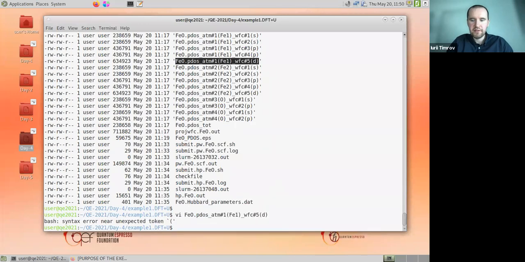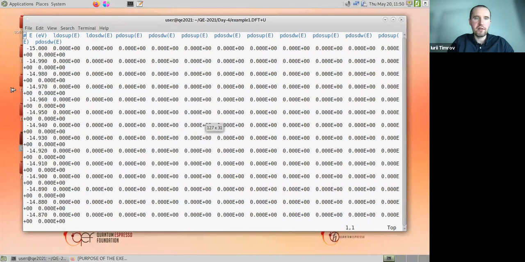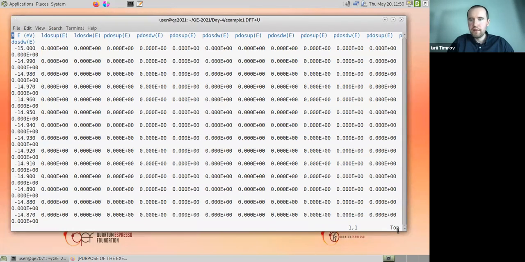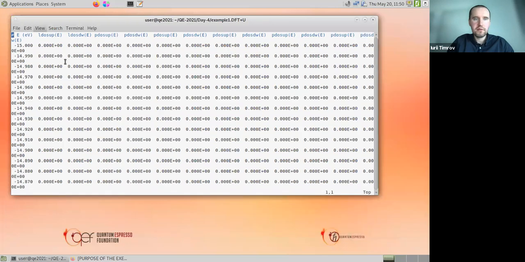Not sure this works. Okay, so 1, and then 5. Okay, if you open this file produced in the PDOS calculation, it doesn't want to fit. So we do view, zoom out.